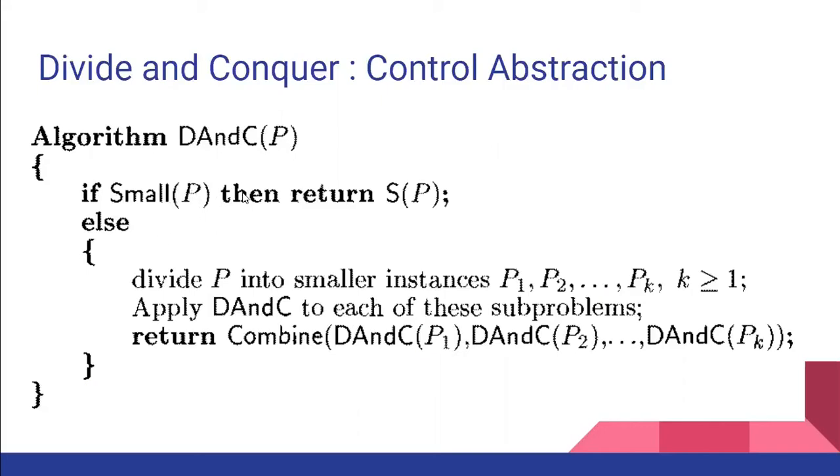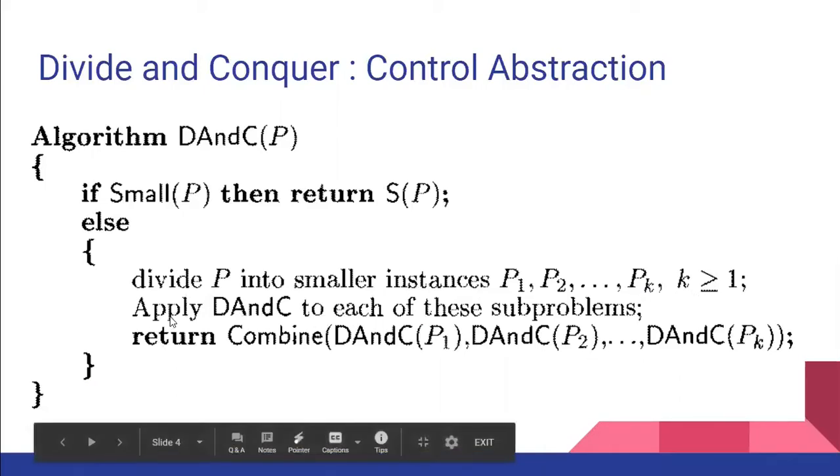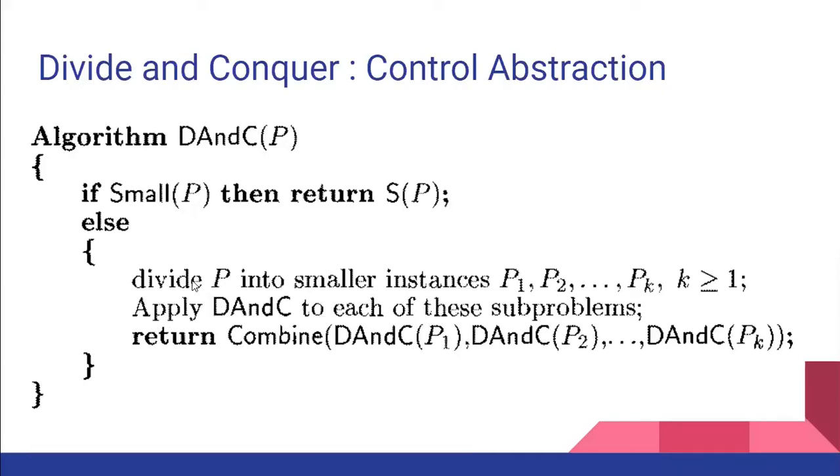If it is small enough, then we directly return the solution to the given problem, that is return S(P). Otherwise, that is the problem is not small enough, then the problem is divided into smaller instances, let us say P1, P2, so on up to Pk. So k instances of the problem, sub-problems, are generated. Again we apply the same divide and conquer to each of these sub-problems.